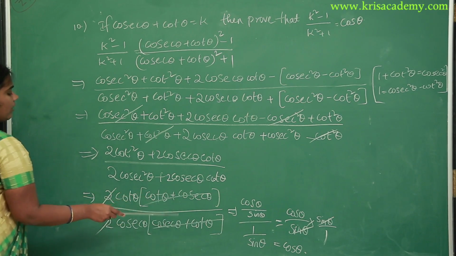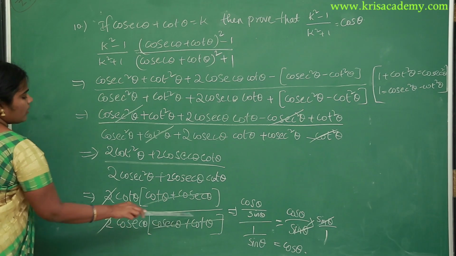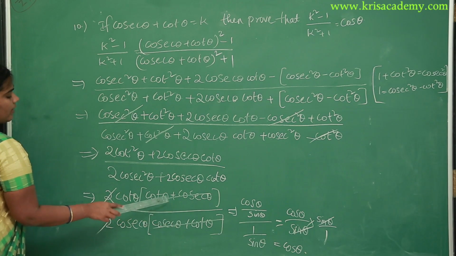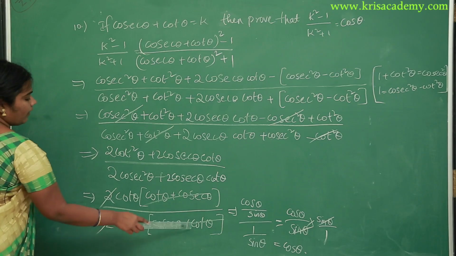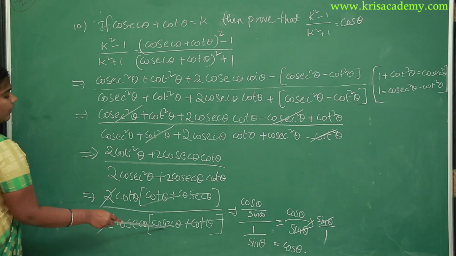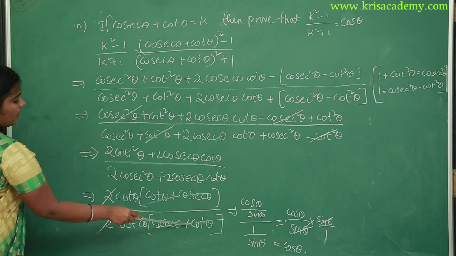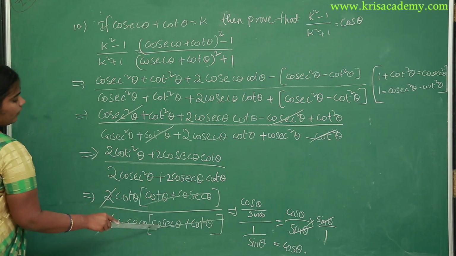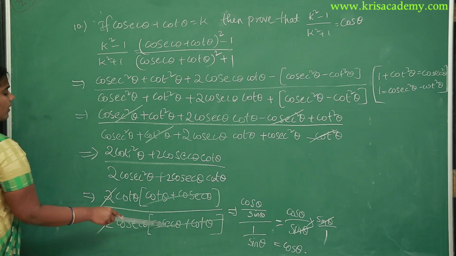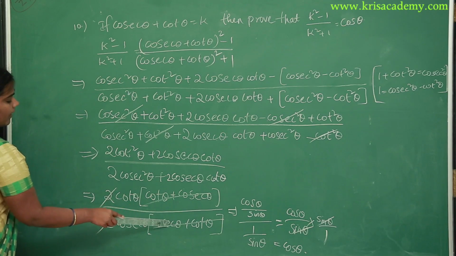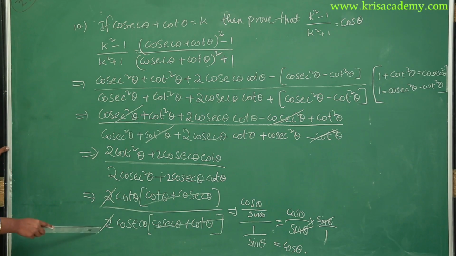Both will get cancelled. A few students will doubt why cosecant theta plus cot theta will get cancelled. In addition terms you can rewrite it also as cot theta plus cosecant theta, cot theta plus cosecant theta. If it is minus, there is a problem, but plus means we can rearrange as cot theta plus cosecant theta. So both will get cancelled. Here 2 also will get cancelled, no.